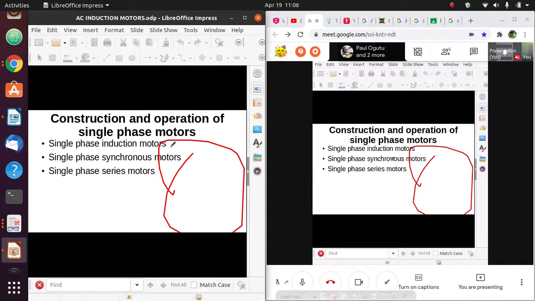I have left this as an assignment or as a presentation. You can go make short notes, you can go make a presentation, and then when we meet as all of us, we'll share what you learned about single-phase synchronous motors and single-phase series motors. Single-phase series motors can be powered by AC or DC. Synchronous motors are those I have told you about. When the AC is supplied to the stator, then the rotor and the magnetic field produced by the stator rotate at the same speed, known as synchronous speed.